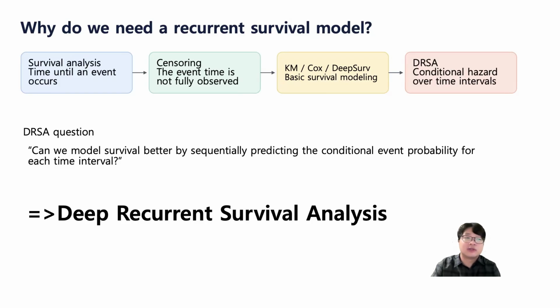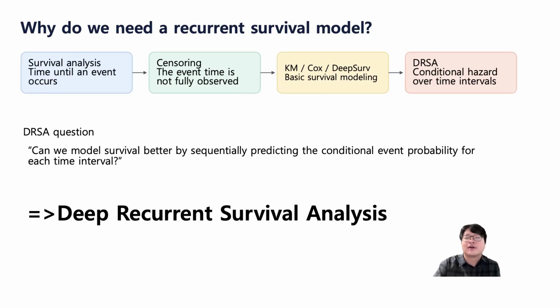The previous methods provided useful tools, but DRSA argued that survival analysis needs a more sequential view. In survival analysis, time intervals are not independent. If an event did not occur in the first interval, that information affects the probability of the event in the second interval. If the event still did not occur in the second interval, that affects the third interval, and so on. Therefore, survival prediction naturally has a sequential structure.